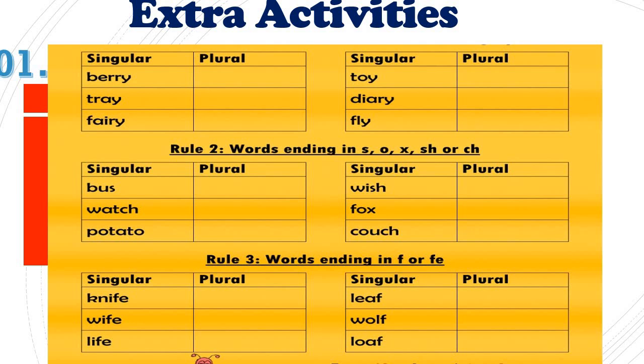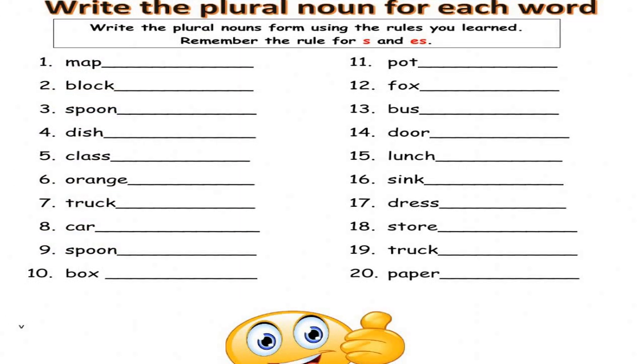Now, I suppose that you all know how to pluralize a singular noun. By using your knowledge, you have to do these extra activities. This is activity 1. You have to copy down these tables into your grammar book and complete these tables. And this is the second extra activity. You have to write the plural noun for each word. There are 20 words and you have to write the plural form there.